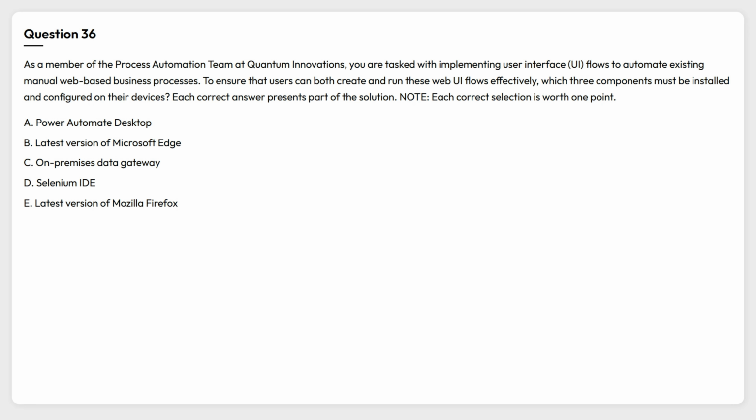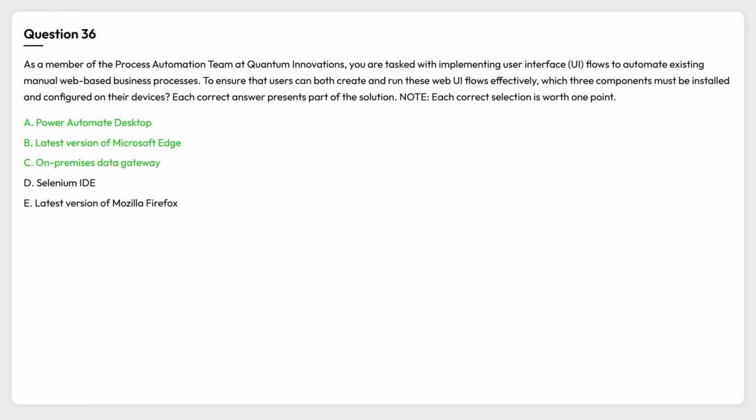Option A. Power Automate Desktop. Option B. Latest version of Microsoft Edge. Option C. On-premises Data Gateway. Option D. Selenium IDE. Option E. Latest version of Mozilla Firefox.